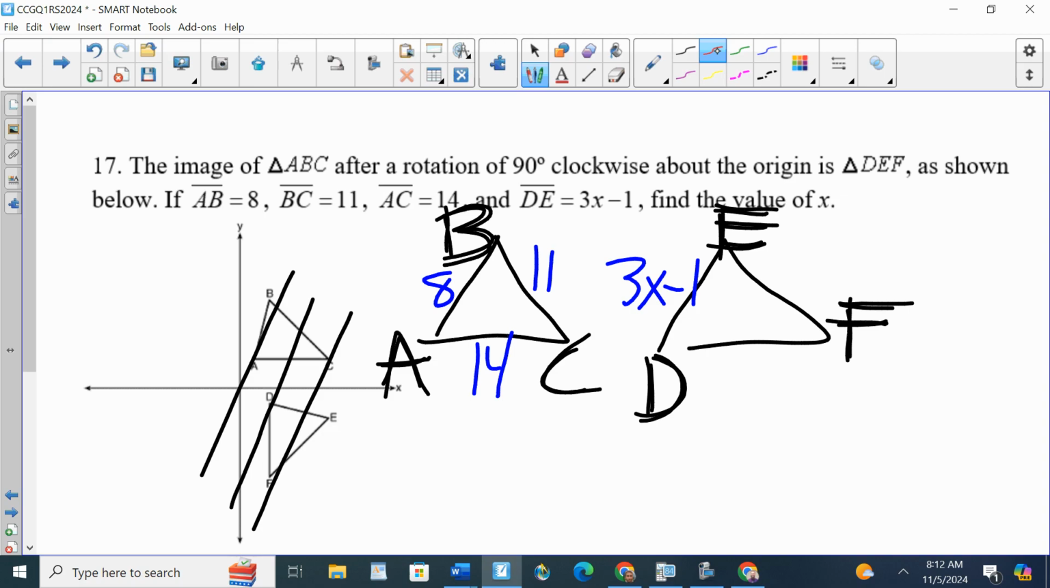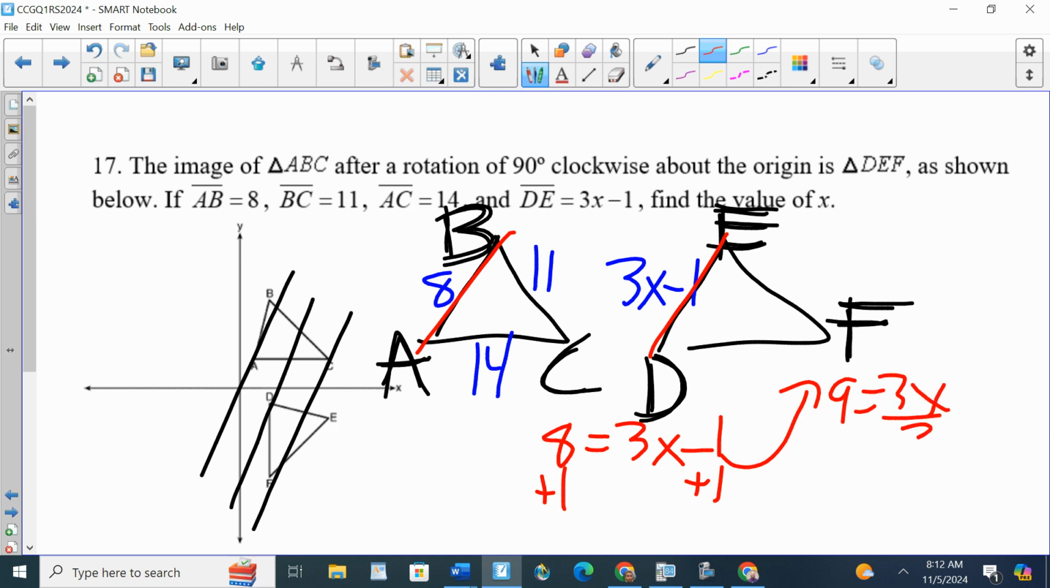Now, I know that my corresponding parts are the same. The only parts that correspond are this one and this one. And since they correspond, they must be equal. So I set 8 equal to 3x minus 1. Now I do some algebra. 9 equals 3x, divide by 3.